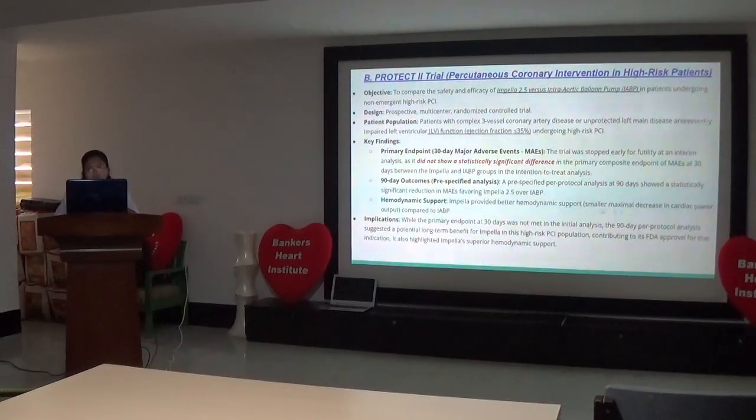But in 90-day outcomes, as per the pre-specified per-protocol analysis, there was a statistically significant reduction in adverse events favoring Impella 2.5. Hemodynamic support provided by Impella was much superior compared to IABP. So, based on this trial, though it was not found that Impella is better than IABP in the primary endpoint, it was found that it was giving superior hemodynamic support during high-risk PCI.